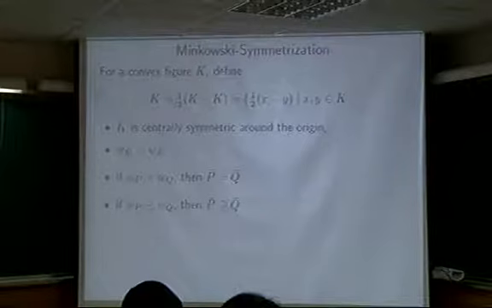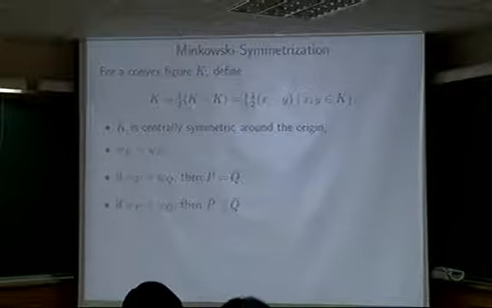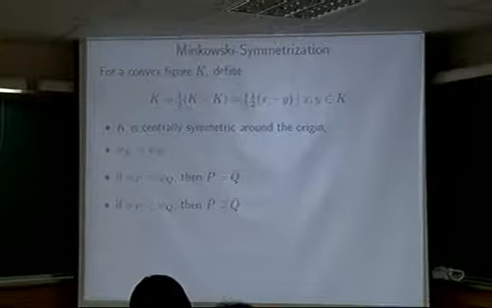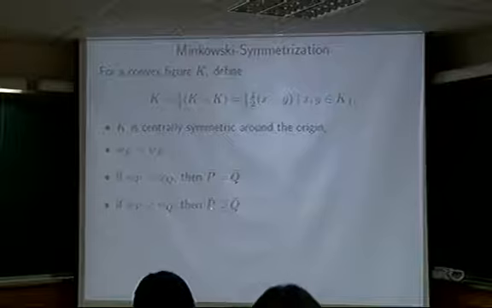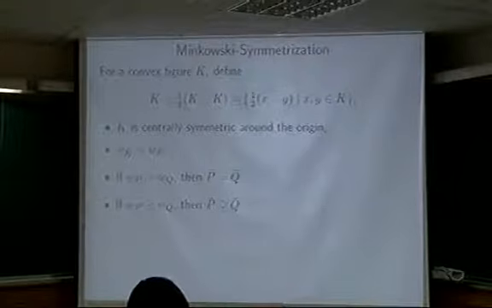So, as I said before, in general, we cannot argue that if one width function is dominated by another, that one object fits inside the other. But for these objects that are centrally symmetric around the origin, this is true. So if I tell you that the width function of P dominates the width function of Q, then the symmetrization of P actually contains the symmetrization of Q.